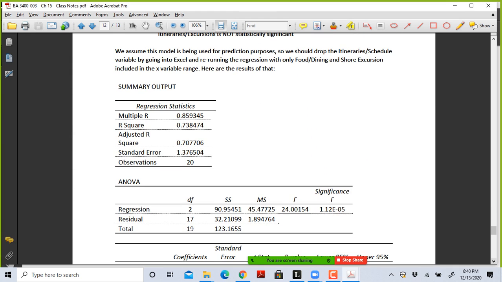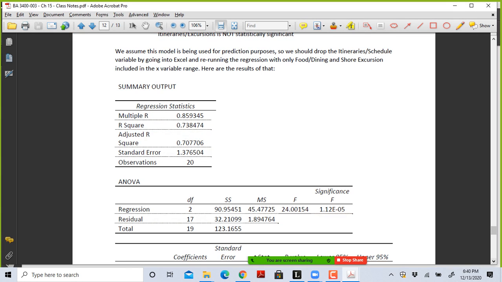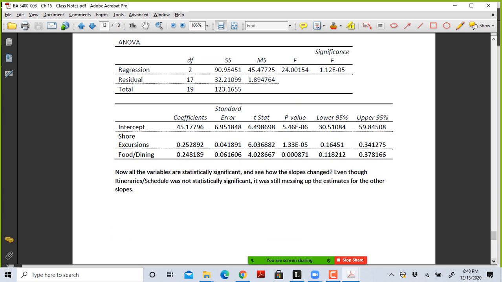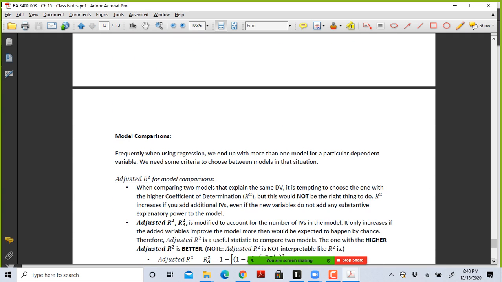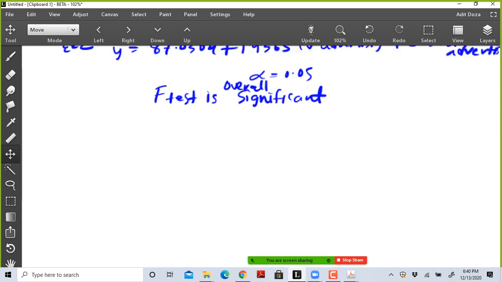Okay, so to determine this, we always use the adjusted R square. Or if I tell you which model is better, actually I will talk about that in the next part. So adjusted R square is always better, and we tend to choose the one with the highest adjusted R square, or the one with the lowest standard error. So the rule of thumb: which model is better?